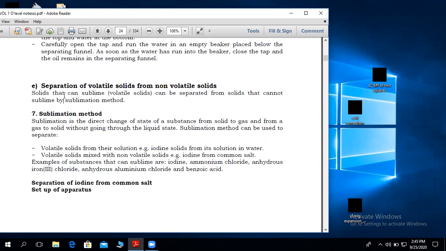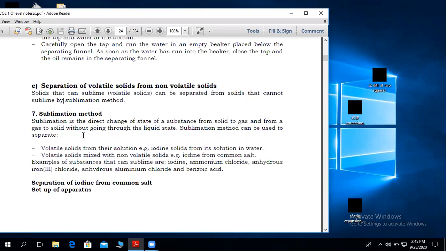If I were to ask you examples of solids that can sublime, you remember we looked at them in term 1 when we were looking at matter. We saw iodine sublimes, iron 3 chloride sublimes, ammonium chloride sublimes. So when you are separating any mixture and any of those solids is there, separate them by using sublimation.